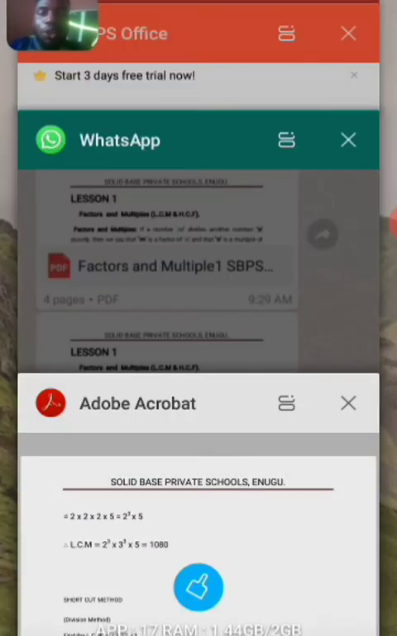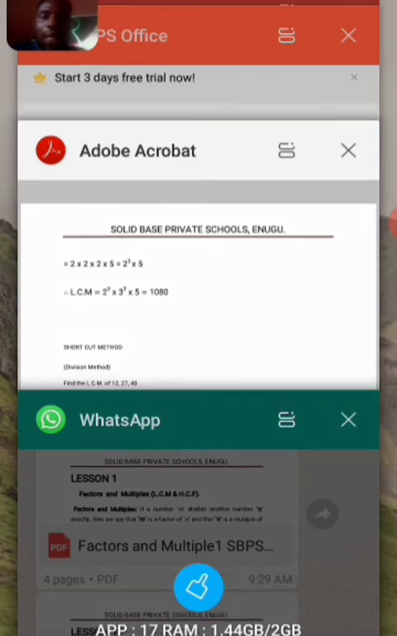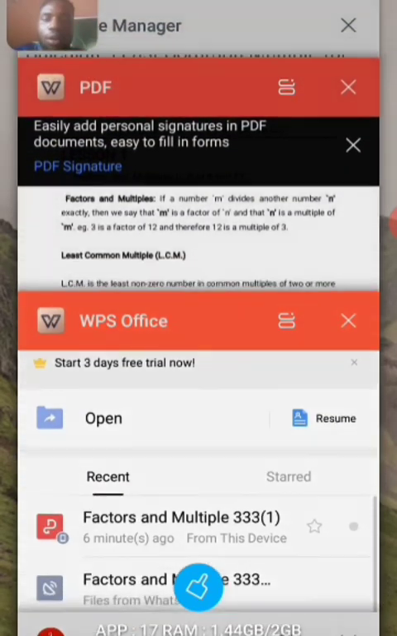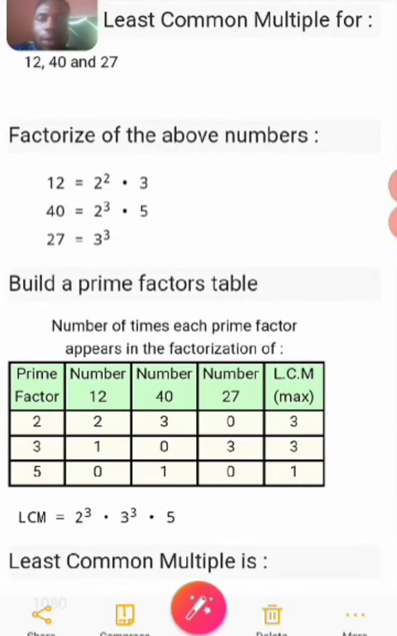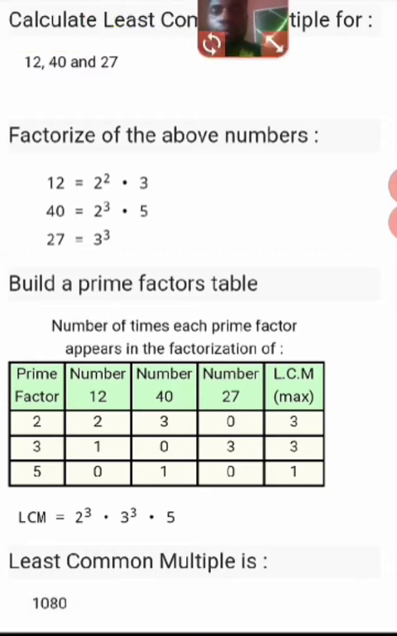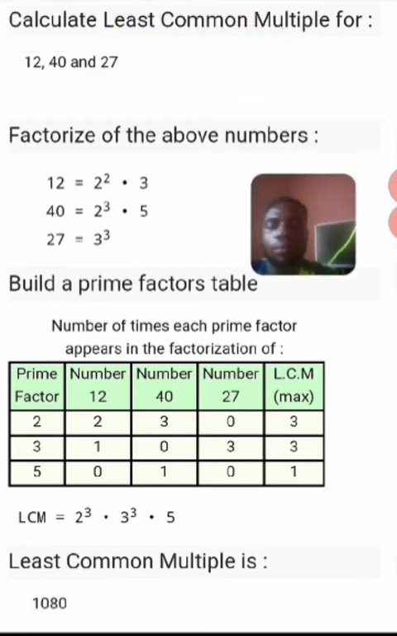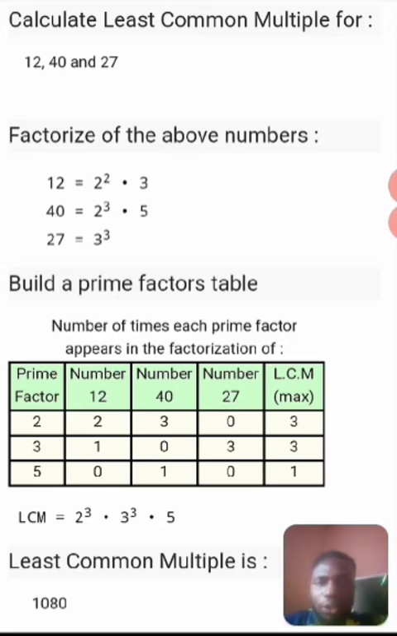So let me just show you this as a quick reminder of what we are talking about today. Now take a close look at this. Calculate the least common multiple of 12, 40, and 27.